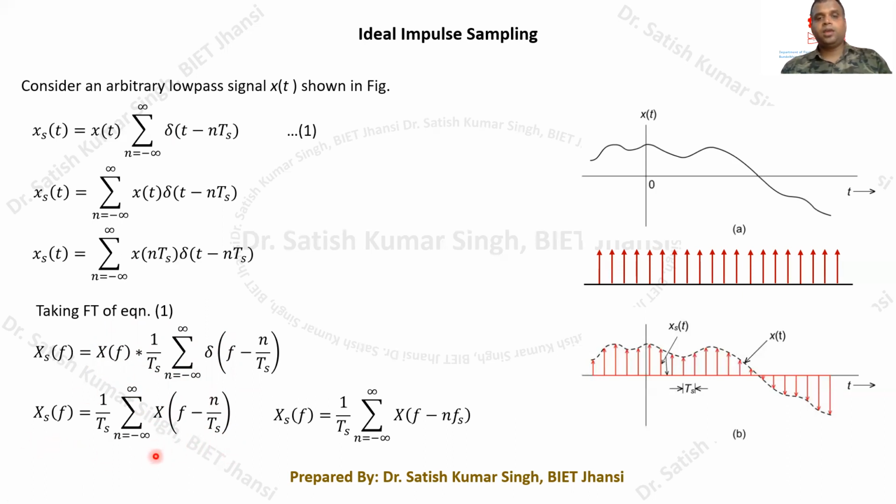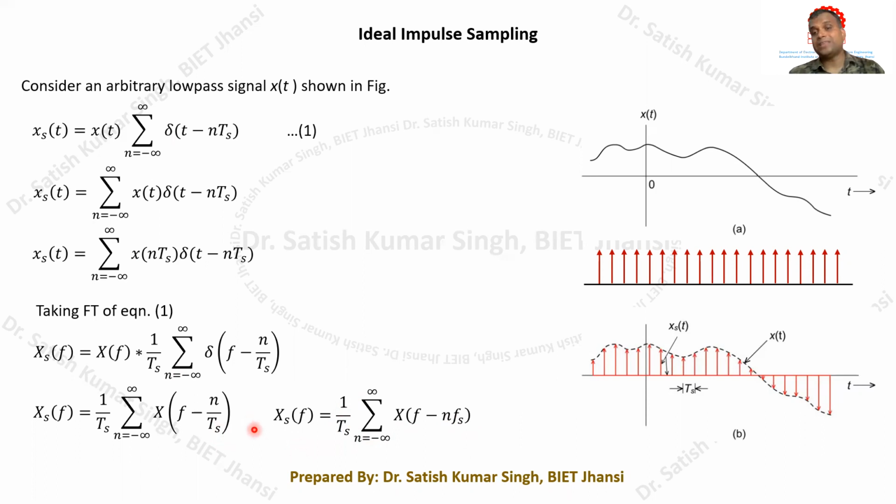So the function that we are going to get as the result of this convolution is (1/Ts) times the sum from n equals minus infinity to infinity of X(f − n/Ts). Similarly, 1/Ts can be written as the sampling frequency fs. So you can write here X_s(f) equals fs times the sum of X(f − n fs). Now we have to see what the spectrum of this particular function will be.